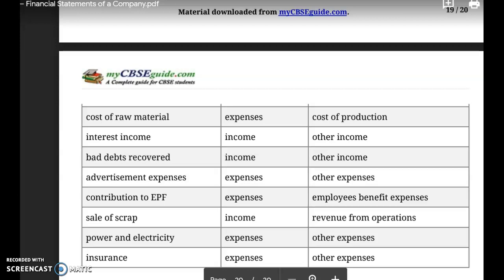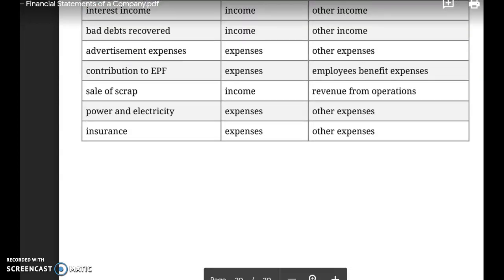Sale of scrap, it is a part of income, so major head will be income and the subheading will be revenue from operations. Next item is power and electricity, it is expenses. So major head will be expenses and subheading will be the other expenses. Last item is insurance. Major heading will be the expenses because insurance is a part of expenses with the subheading as other expenses. So dear students, you have learned how to show the various items in the balance sheet as well as in the statement of profit and loss with a major head and the subheading.